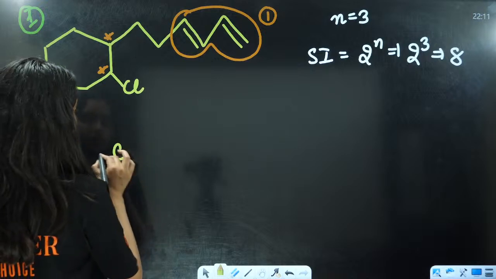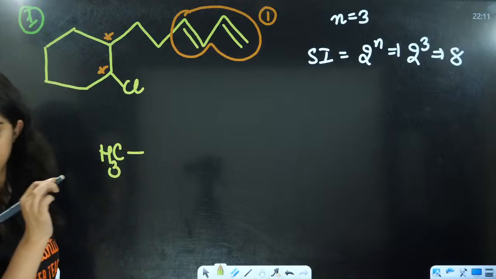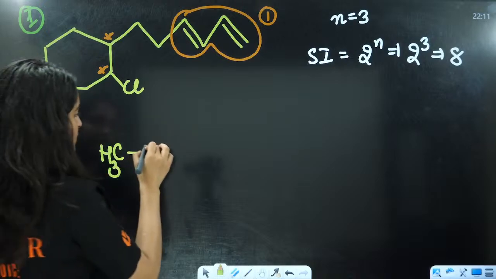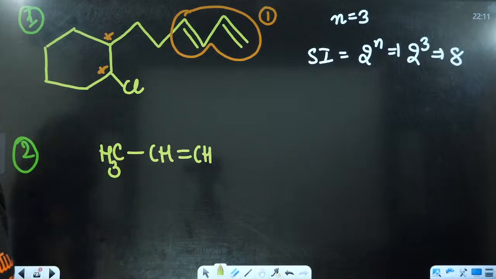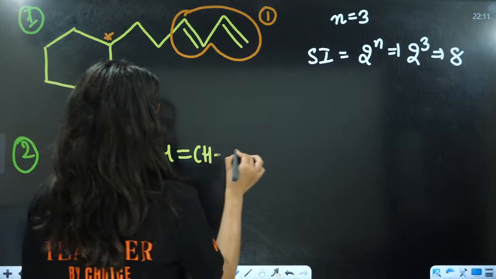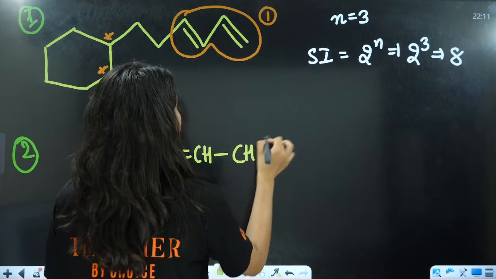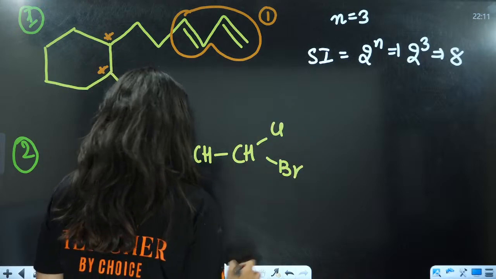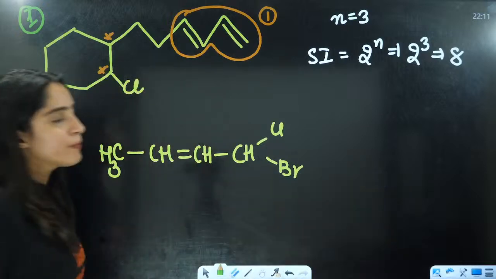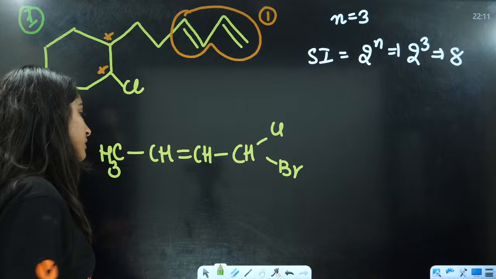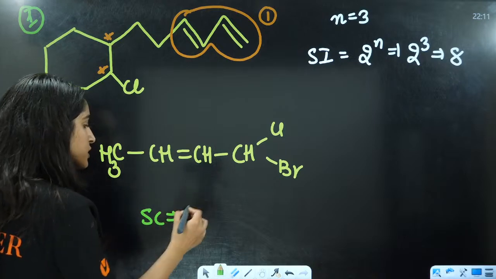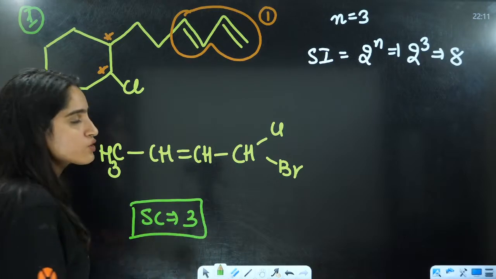That is CH3, CH, double bond CH. Same question that we did for this one. This is Cl, this is Br. So how many stereocenters were there? There were three stereocenters.